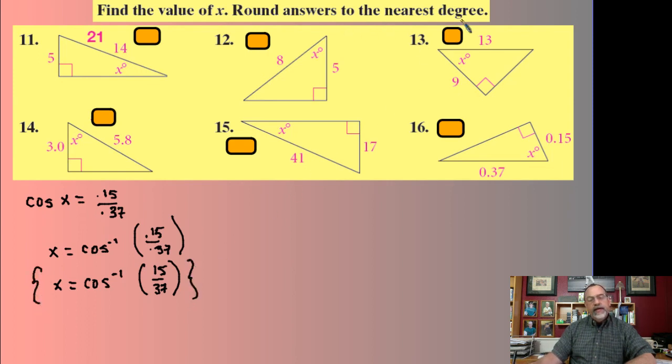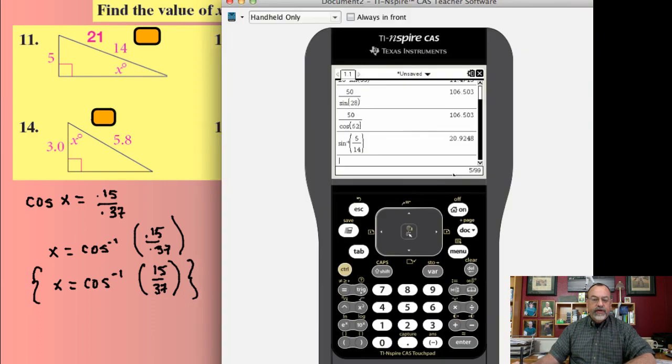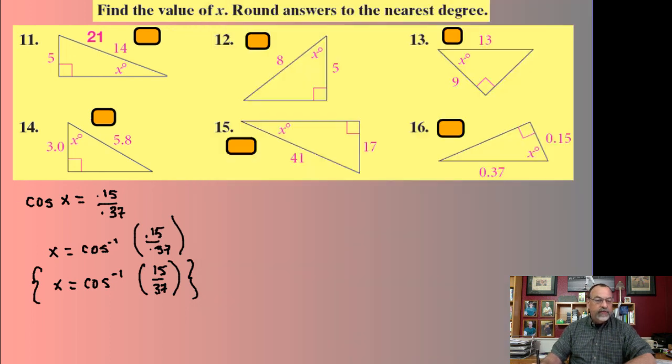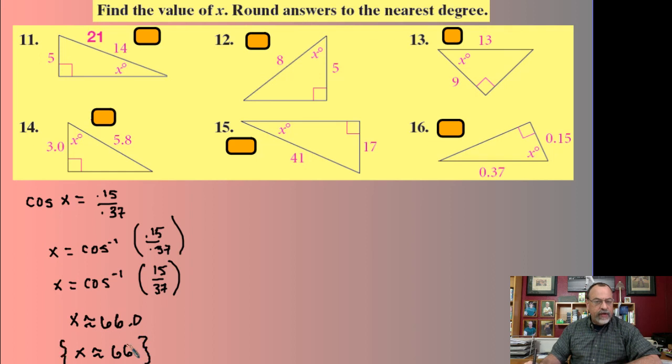But again, because it asks me to do this to the nearest degree, I'll use my calculator. So again, we need to use the inverse function. So it's the inverse function of cosine of 15 divided by 37. And that's going to give me a 66.0 approximate answer. So x is about 66.0. So that's about a 66-degree angle after calculating that on my calculator.